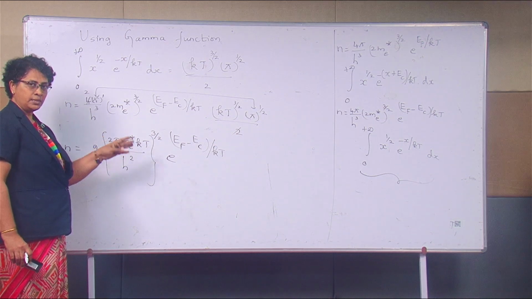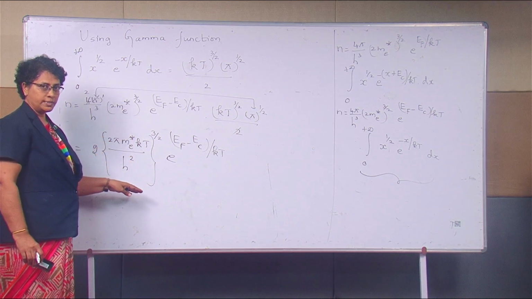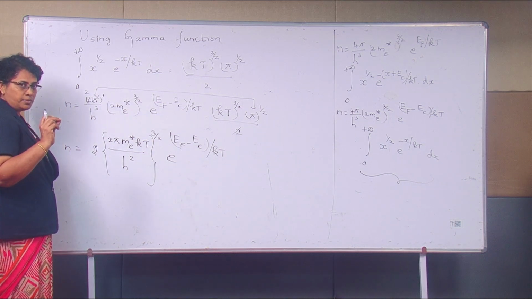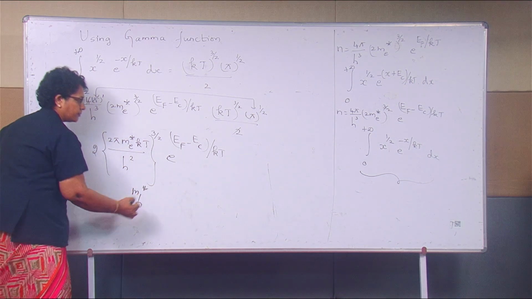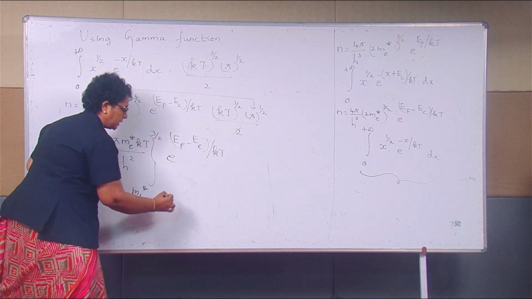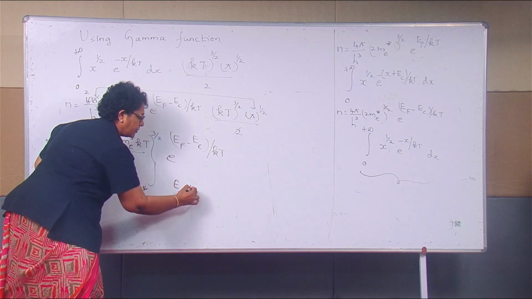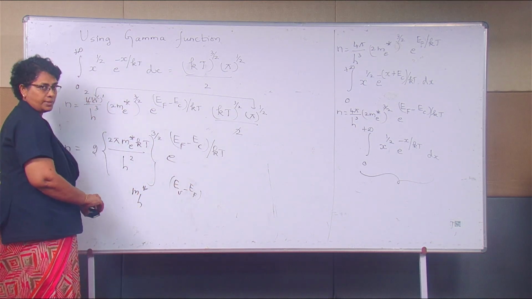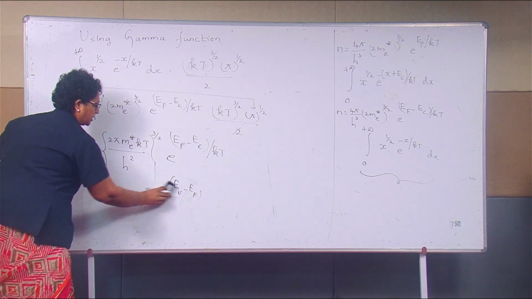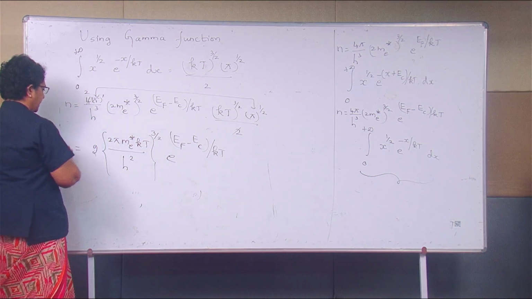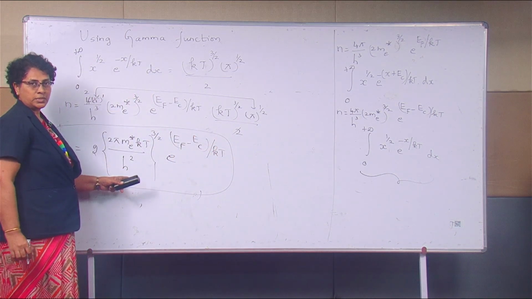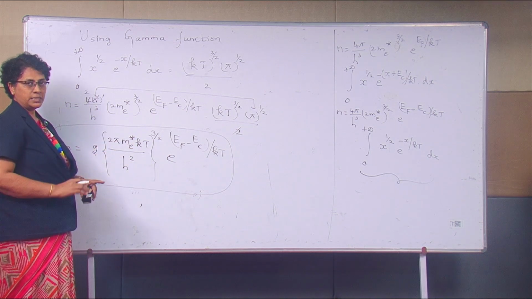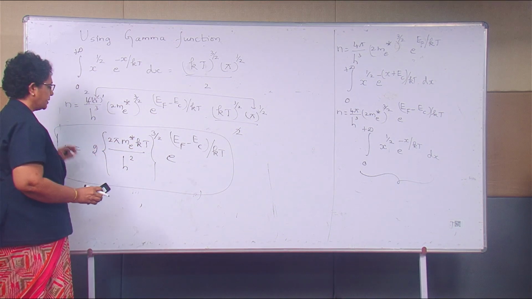Similarly, we have to see the expression for the number of holes in the valence band. The only changeable terms are m e star becomes m h star, and this EF minus EC will become EV minus EF. So you have to bring this. So this will be the entire expression for the density of electrons in the conduction band. So next we can see the density of holes in the valence band.